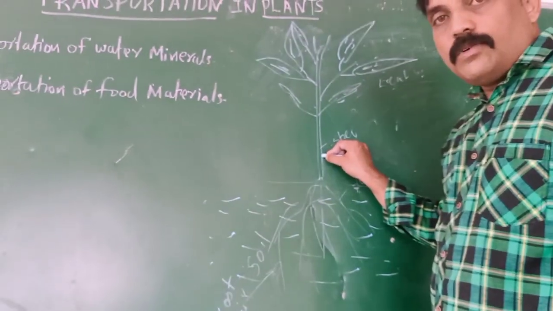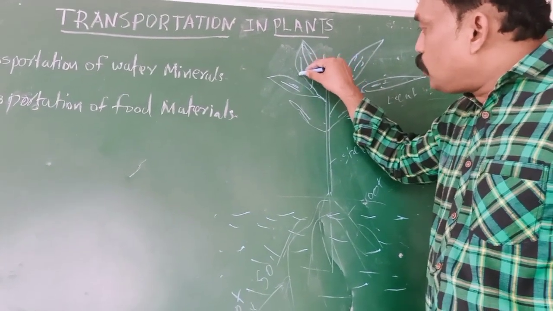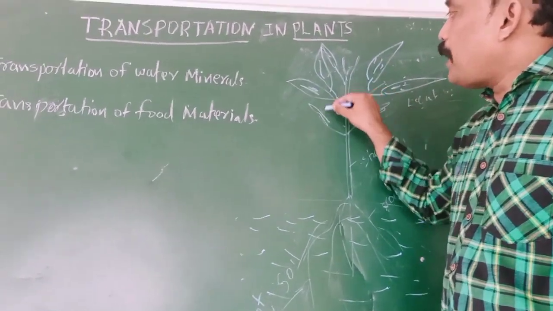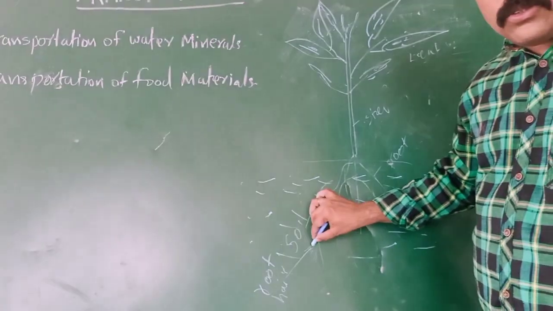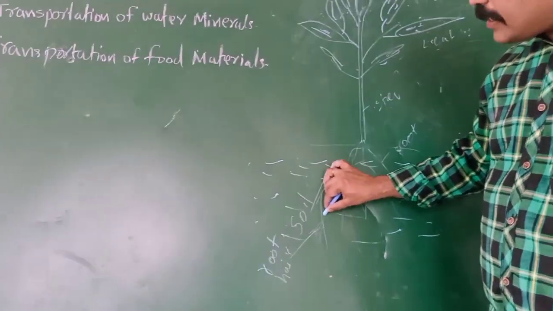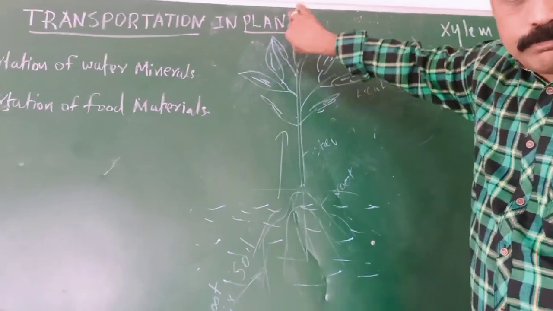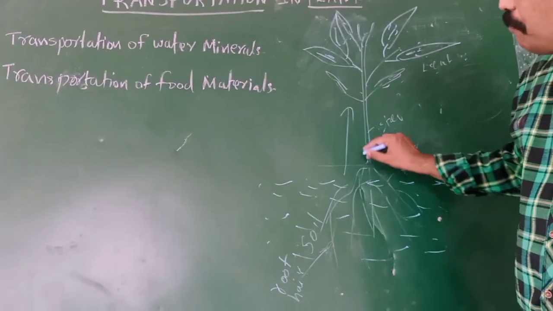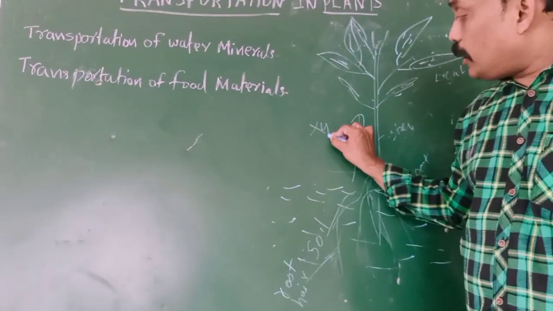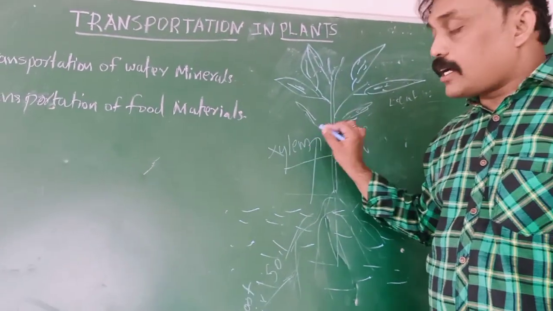Through the xylem vessels, it is transported throughout the plant body. So roots absorb water through root hairs and send the water upward, from downward to upward, unidirectionally. Which tissue is useful to transport water in a plant? Xylem. What is xylem? Xylem is a conductive tissue.